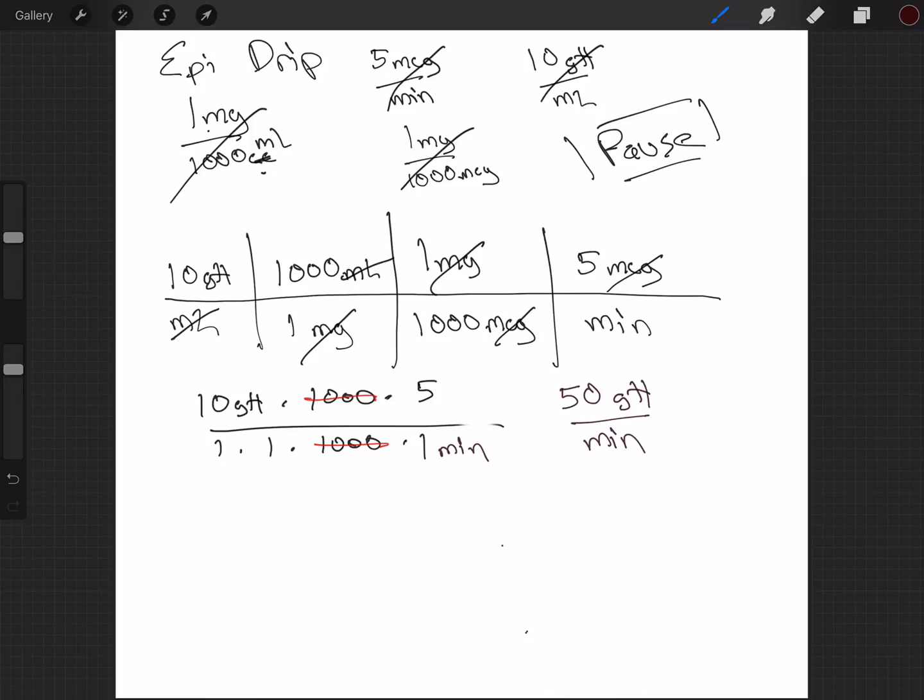It's going to get us 5 mics a minute, which is what the doctor ordered to raise this patient's heart rate and blood pressure up. Hope you got the same answer I did.